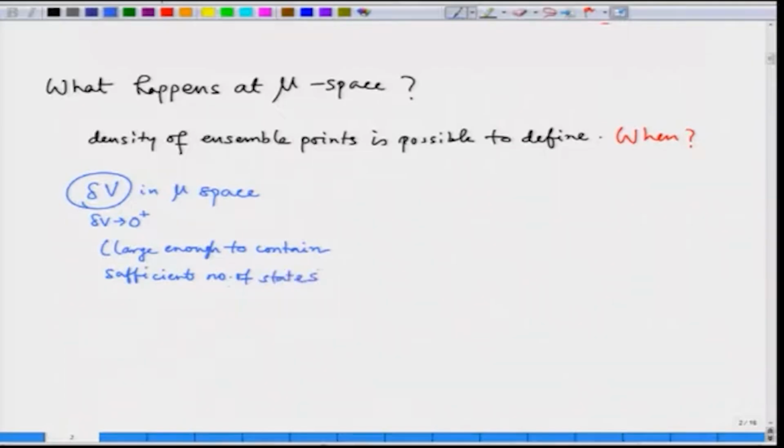Of course, when I talk about states, that is the state corresponding to one single particle. If one point in mu space corresponds to the state of, for example, particle number 4 at a given time, then another point can denote the state of particle number, let us say, 15, at the same time instant. So, this delta V should be large enough to contain a sufficient number of states, so that we can define some density. That is exactly the same philosophy which we used for gamma space.